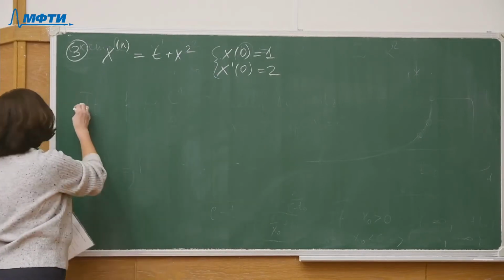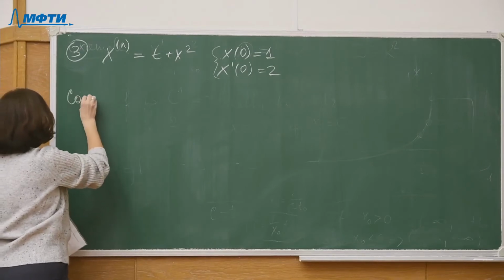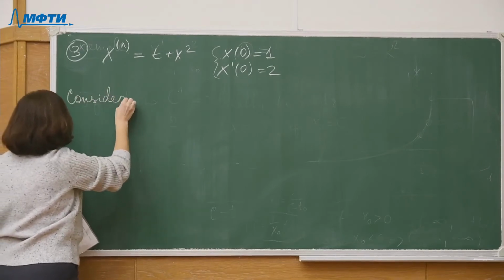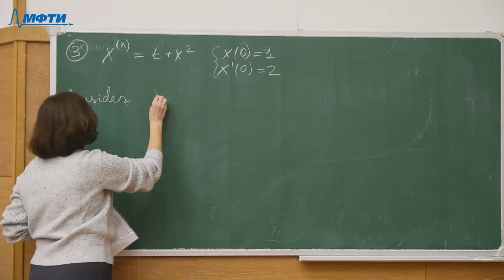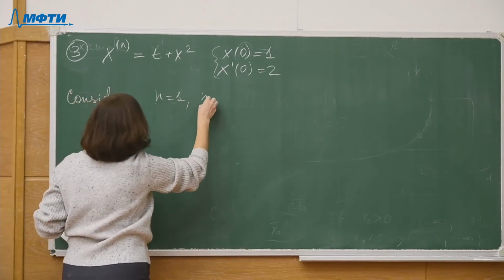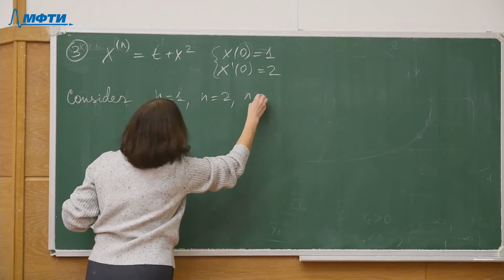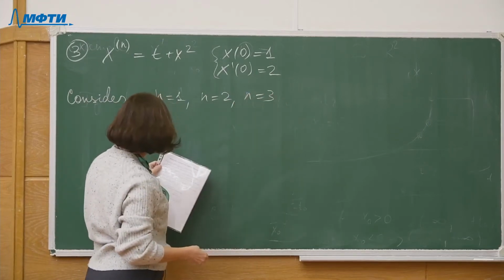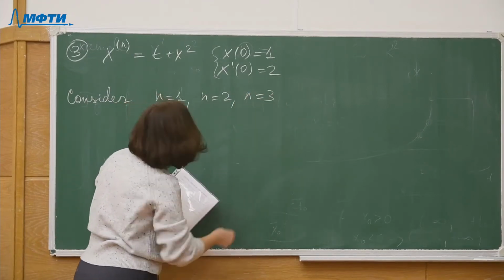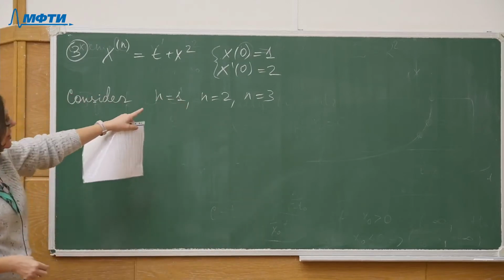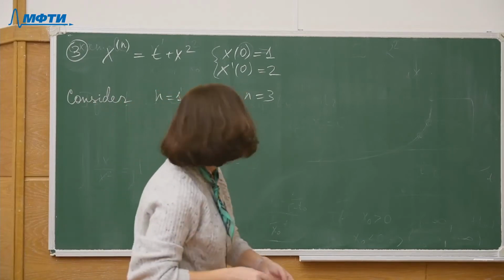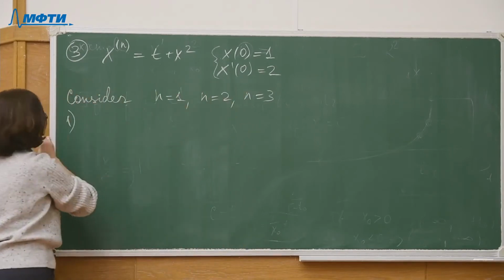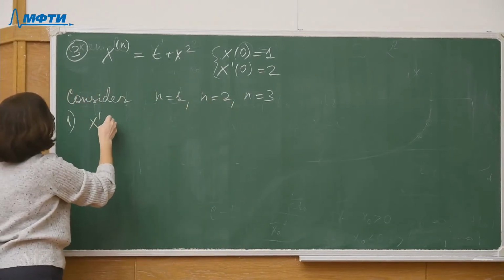And we should consider several different values of n. Consider cases n equals 1, n equals 2, and n equals 3, or n greater than 3. Oh, okay, so the question is to consider 3 cases, sorry. Let's consider these 3 cases. Okay, let's start with this.